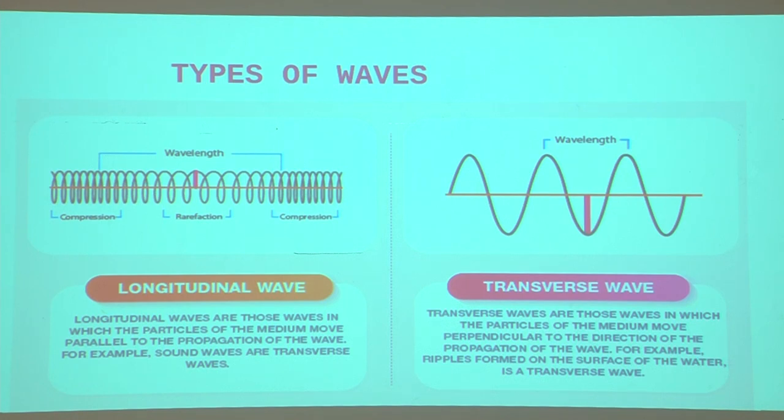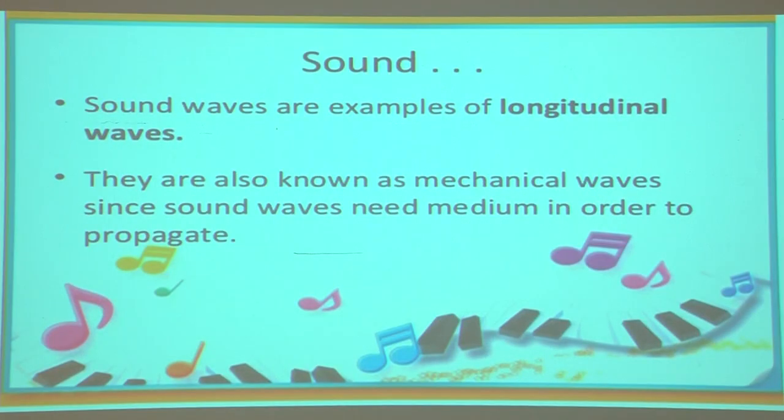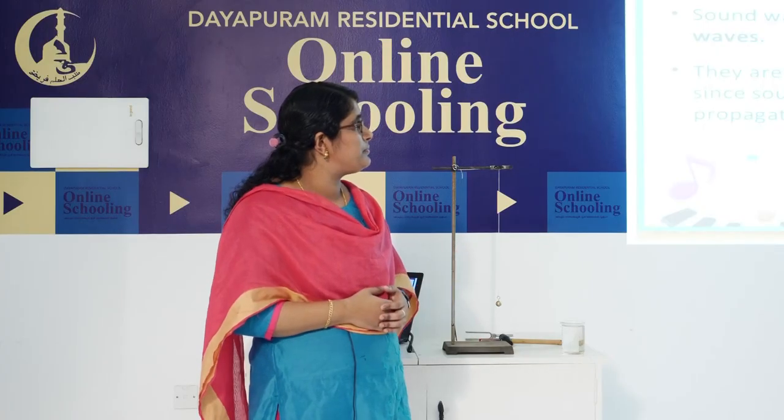Shall we move on to the next section? So, we got the answer, right? What type of wave is sound? Sound waves are examples of longitudinal waves. They are mechanical waves, since sound waves require a medium for propagation. So, this is the answer.